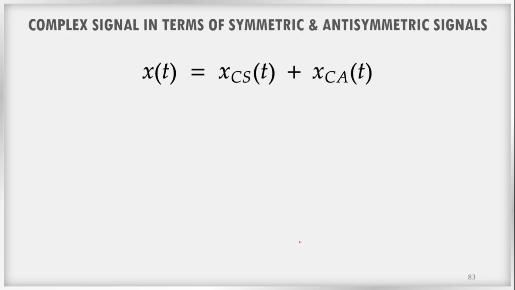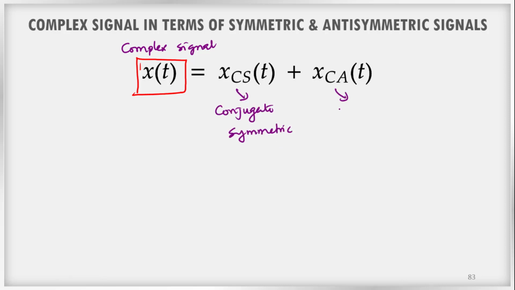When we were studying about even signal and odd signal, we learned that any signal x of t can be expressed as a sum of even signal and odd signal. Similarly, here also any complex signal x of t can be expressed as a sum of a conjugate symmetric signal and a conjugate antisymmetric signal. Here x of t is a complex signal.